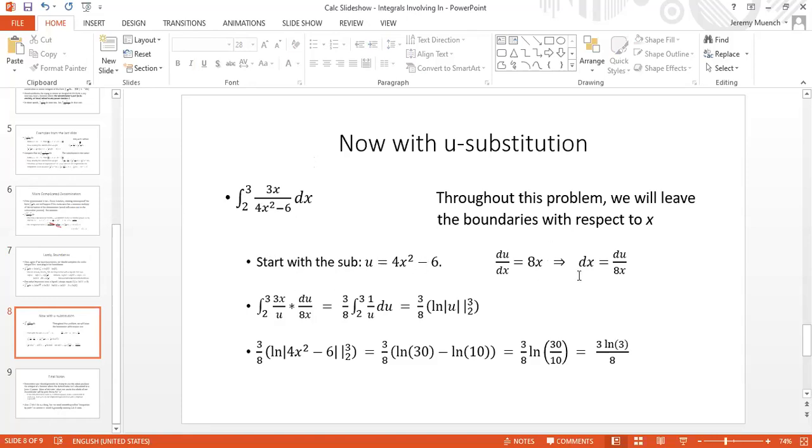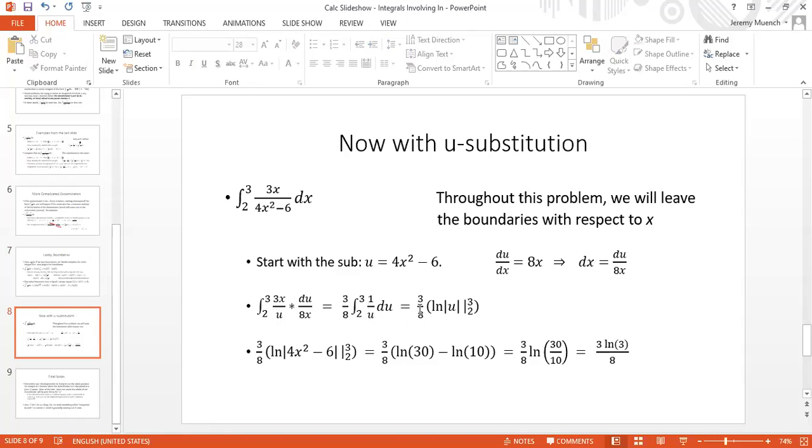So du dx is 8. So dx is du over 8x. Or du dx is 8x, sorry. So dx equals du over 8x. So when we plug these things into the integral, we get 3x over u, right? Like this, we just replace 4x squared minus 6 with u. And dx gets replaced with du over 8x. The x's cancel. You get left with 3/8 as a coefficient. So we get 3/8, the integral of 1 over u du.